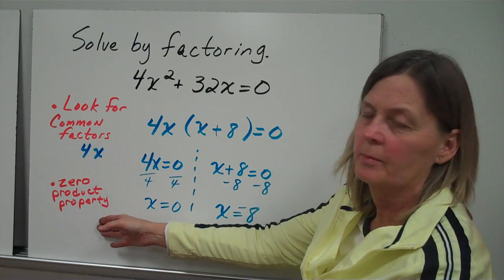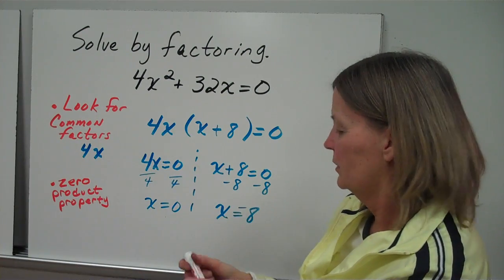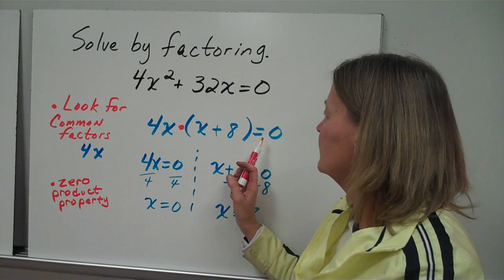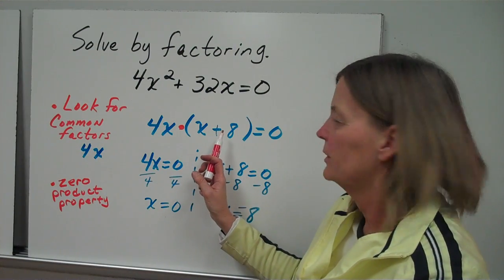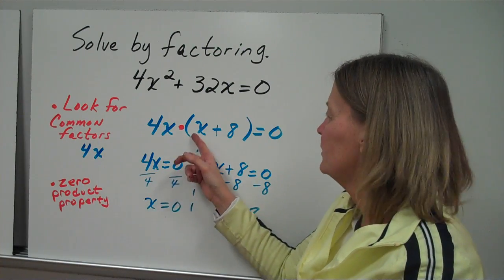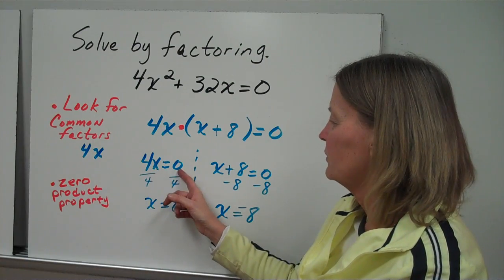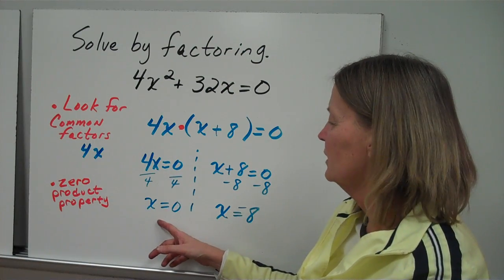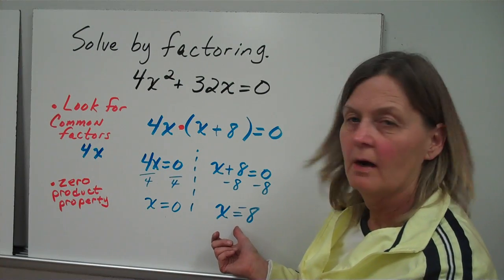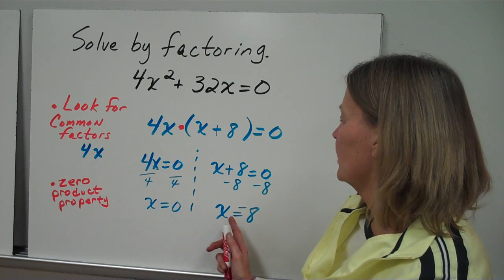Now this is where the zero product property comes in. There are two factors here multiplied together to equal 0: 4x times, and there's an invisible times sign here, the quantity x plus 8 equals 0. One of these has to be a 0 according to the zero product property. So you take one factor, 4x, and set it equal to 0, and you take the other factor, x plus 8, and set that equal to 0. Solve each of those independently. 4x equals 0, divide by 4 on both sides, and you get x equals 0. On the other one you subtract 8 from both sides and get x equals negative 8. So there are two solutions for this problem: 0 and negative 8.